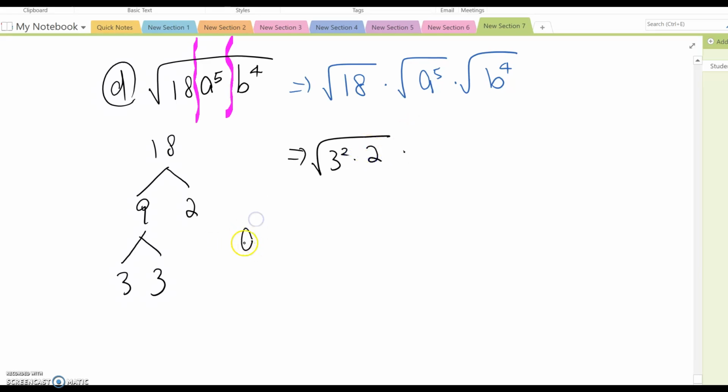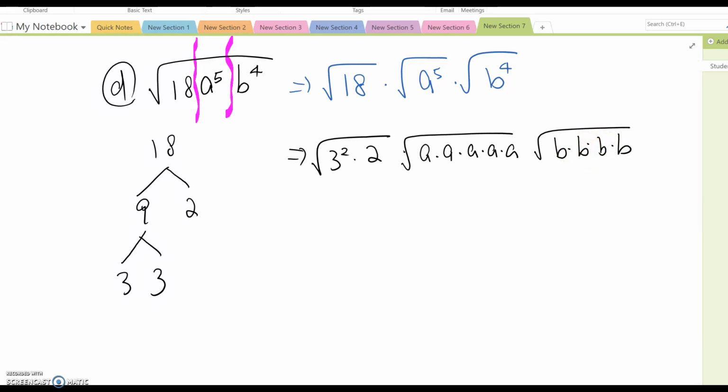And a to the fifth means square root of a times a times a times a times a. b to the fourth means square root of b times b times b times b. So from here we can make one a squared, another a squared. Now this b squared, another b squared here. So whatever I circle with the green pen, there will be a single variable here. So this answer becomes 3 coming out.